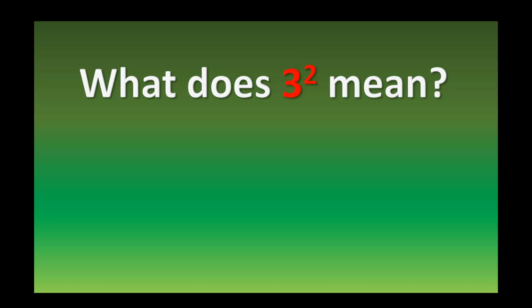So we write down 3 twice, and then we multiply those numbers together. So 3 times 3 is 9, which means that 3 to the second power, or sometimes called 3 squared, is 9.